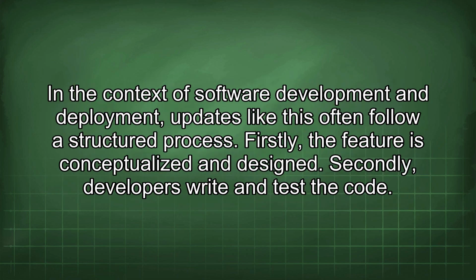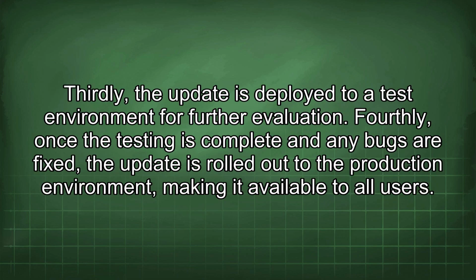In the context of software development and deployment, updates like this often follow a structured process. Firstly, the feature is conceptualized and designed. Secondly, developers write and test the code. Thirdly, the update is deployed to a test environment for further evaluation. Fourthly, once the testing is complete and any bugs are fixed, the update is rolled out to the production environment, making it available to all users.